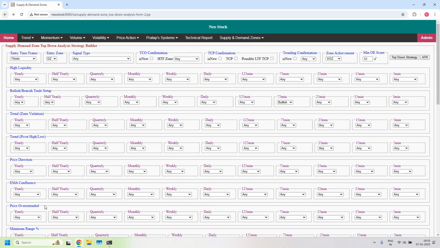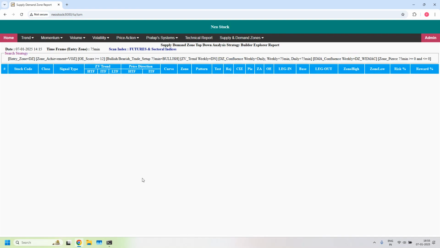Let us verify. In the weekly EMA confluence, weekly time frame, weekly demand zone having weekly EMA confluence, and the trend on weekly time frame should be uptrend because bullish trade setup. Let's verify. So none of the stocks are having EMA confluence. I think some mistake I made here.